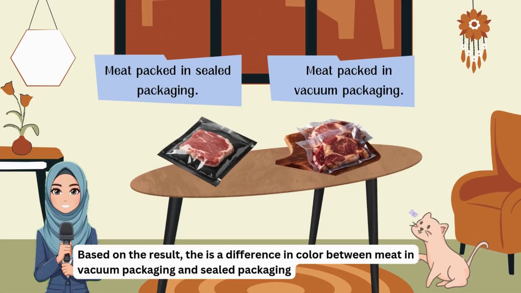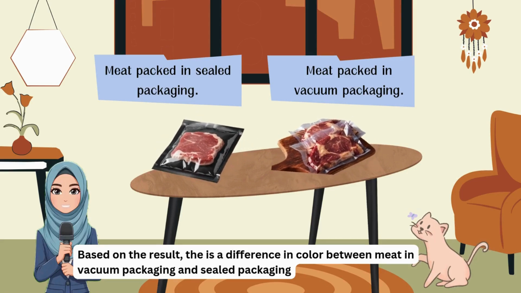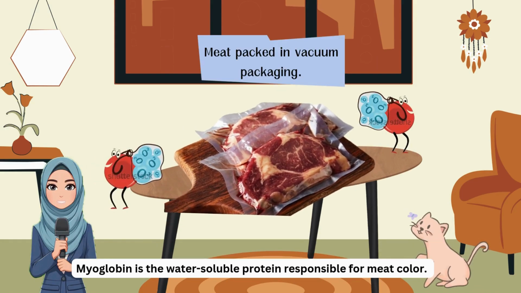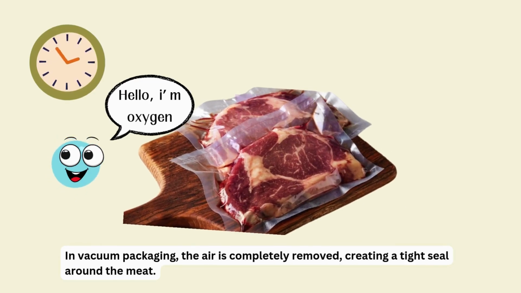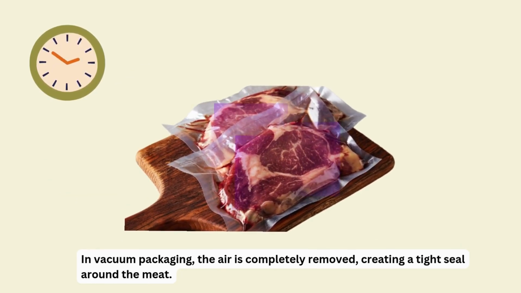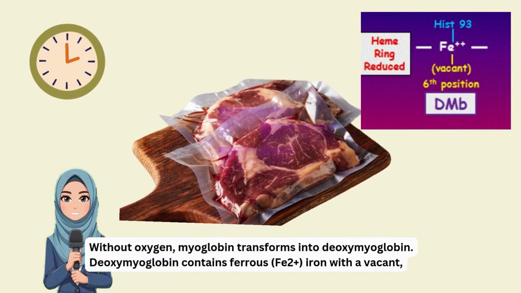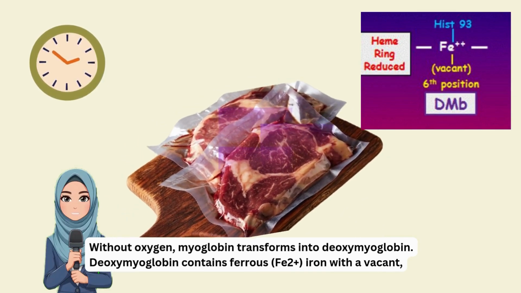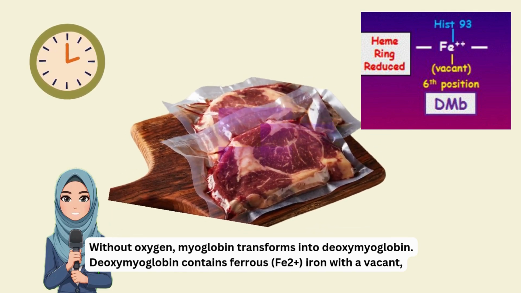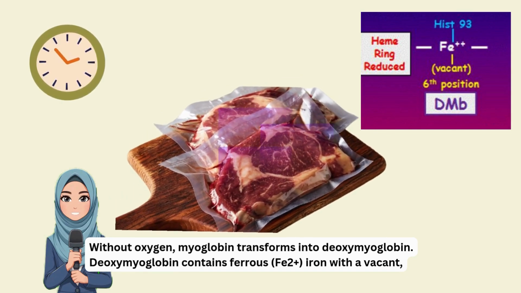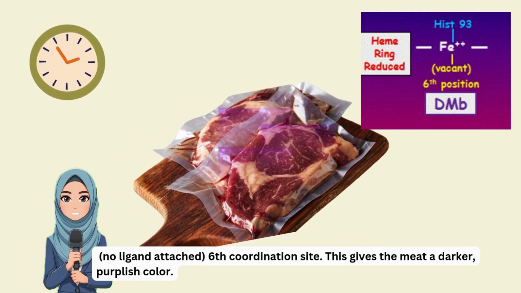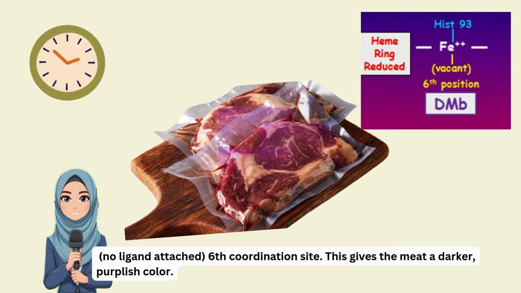Based on the result, there is a difference in color between meat in vacuum packaging and sealed packaging. Myoglobin is the water-soluble protein responsible for meat color. In vacuum packaging, the air is completely removed, creating a tight seal around the meat. Without oxygen, myoglobin transforms into deoxymyoglobin. Deoxymyoglobin contains ferrous, Fe2+, iron with a vacant, no ligand attached, 6th coordination site. This gives the meat a darker, purplish color.